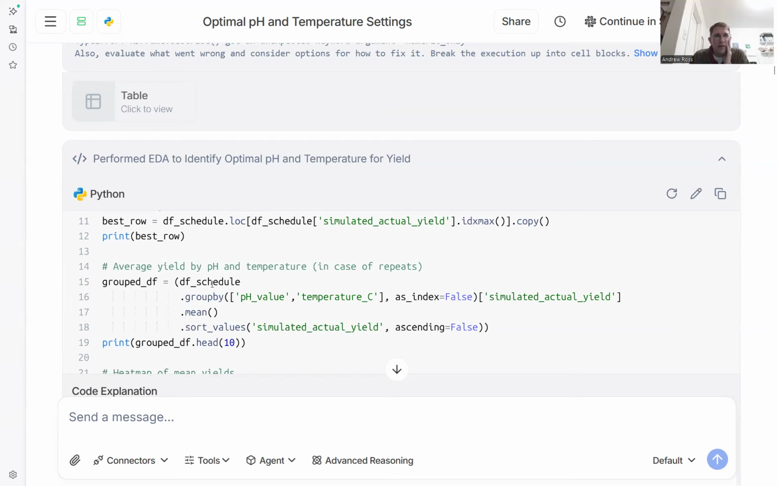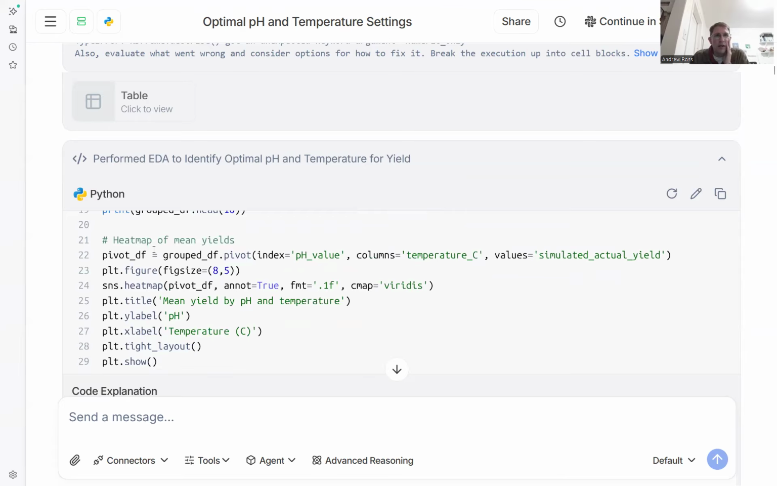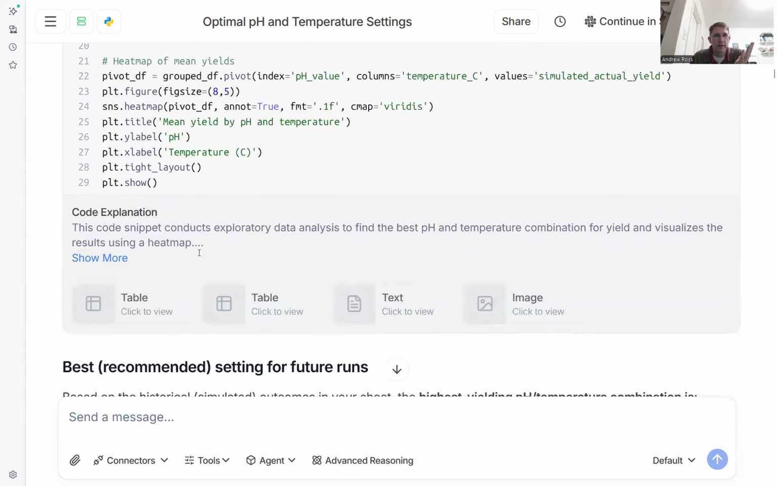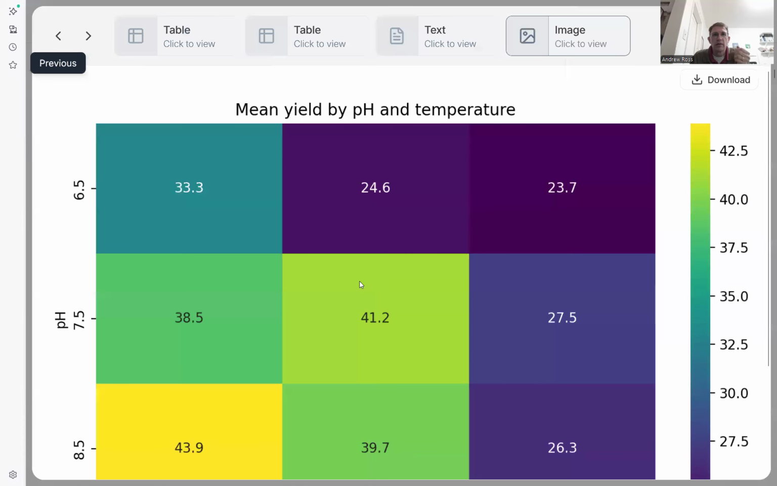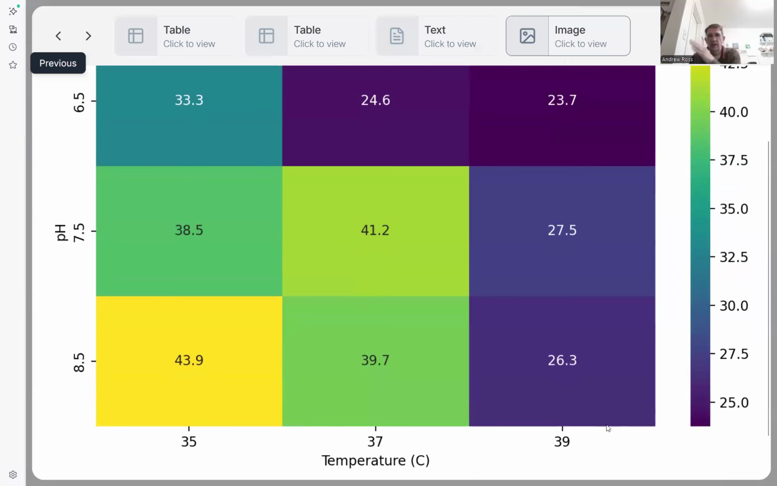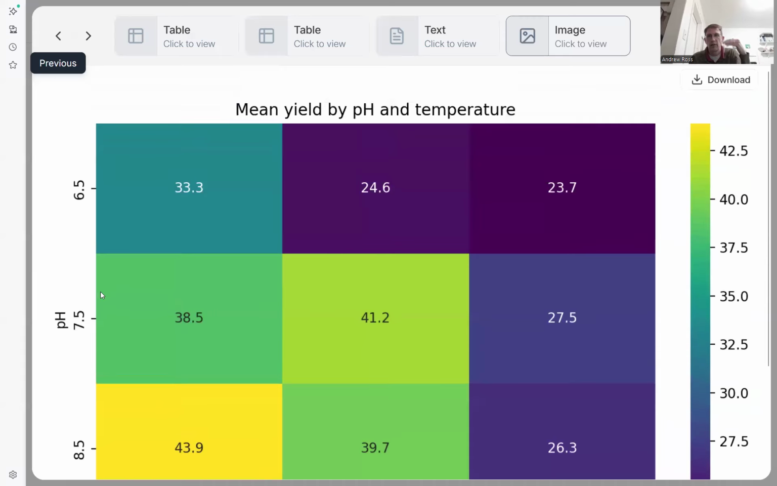So here it's making a heat map of mean yields. So let's go see that. It's saying for various temperatures on the x-axis and various pHs on the y-axis, what was the mean yield? And it's got a color scale here. Higher yield is better. So this yellowish color is the best among the data we have. So that gives us a good hint, right?